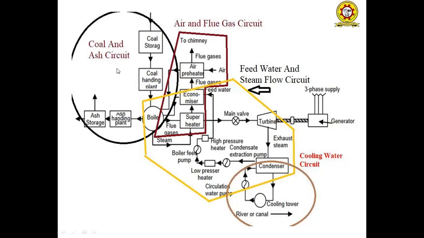And next one is the air and flue gas circuit. This brown color represents the air and flue gas circuit. The air is blown into the combustion chamber by the induced draft fan or forced draft fan, or both. The dust particles in the flue gases are removed by the precipitators. So before the flue gases enter the chimney, a precipitator is used to remove the unwanted particles.